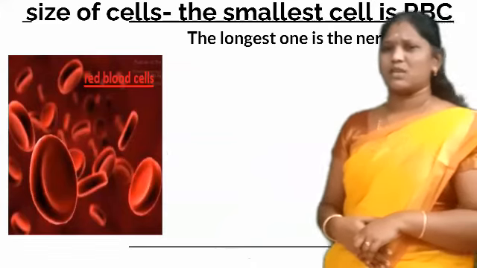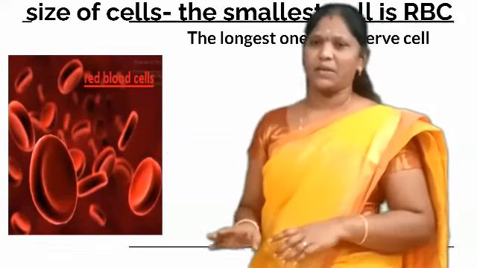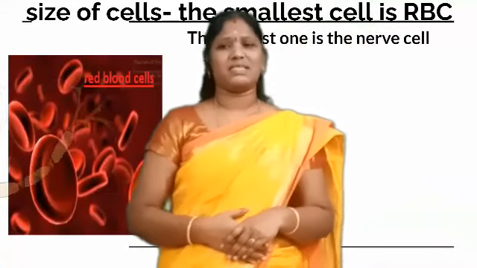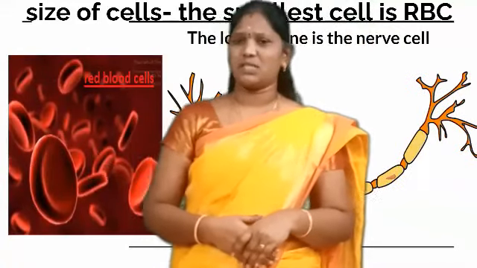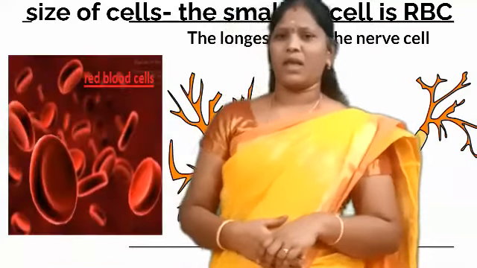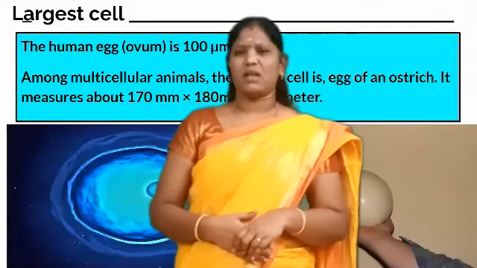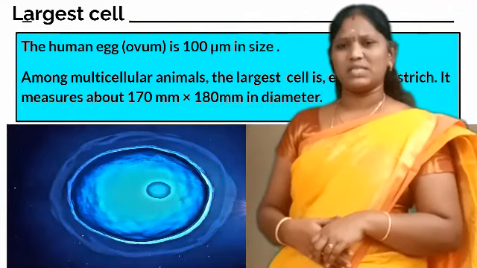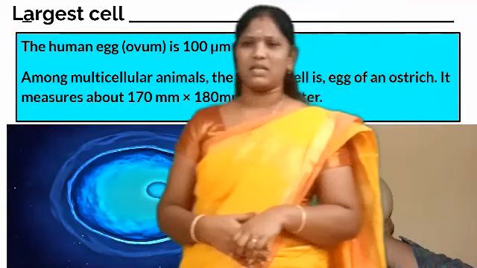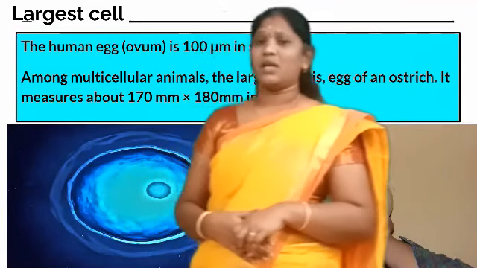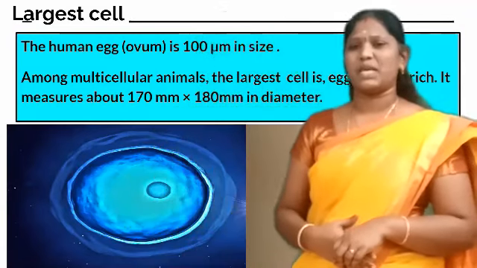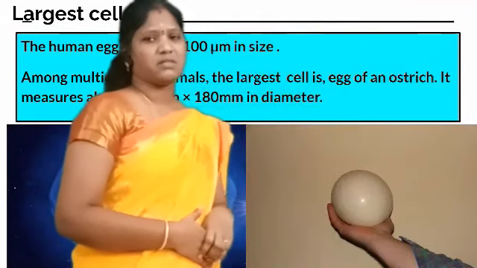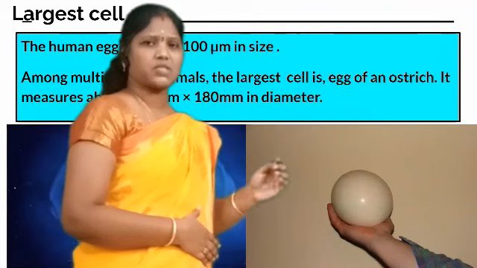Size of cells. The size of cells may vary. The smallest cell is the RBC and the longest cell is the nerve cell, which is present in the human body. The largest cell, the human egg ovum, is 100 μm in size. Among multicellular animals, the largest cell is the egg of an ostrich. It measures about 170 mm by 180 mm in diameter. This is the egg of the ostrich.